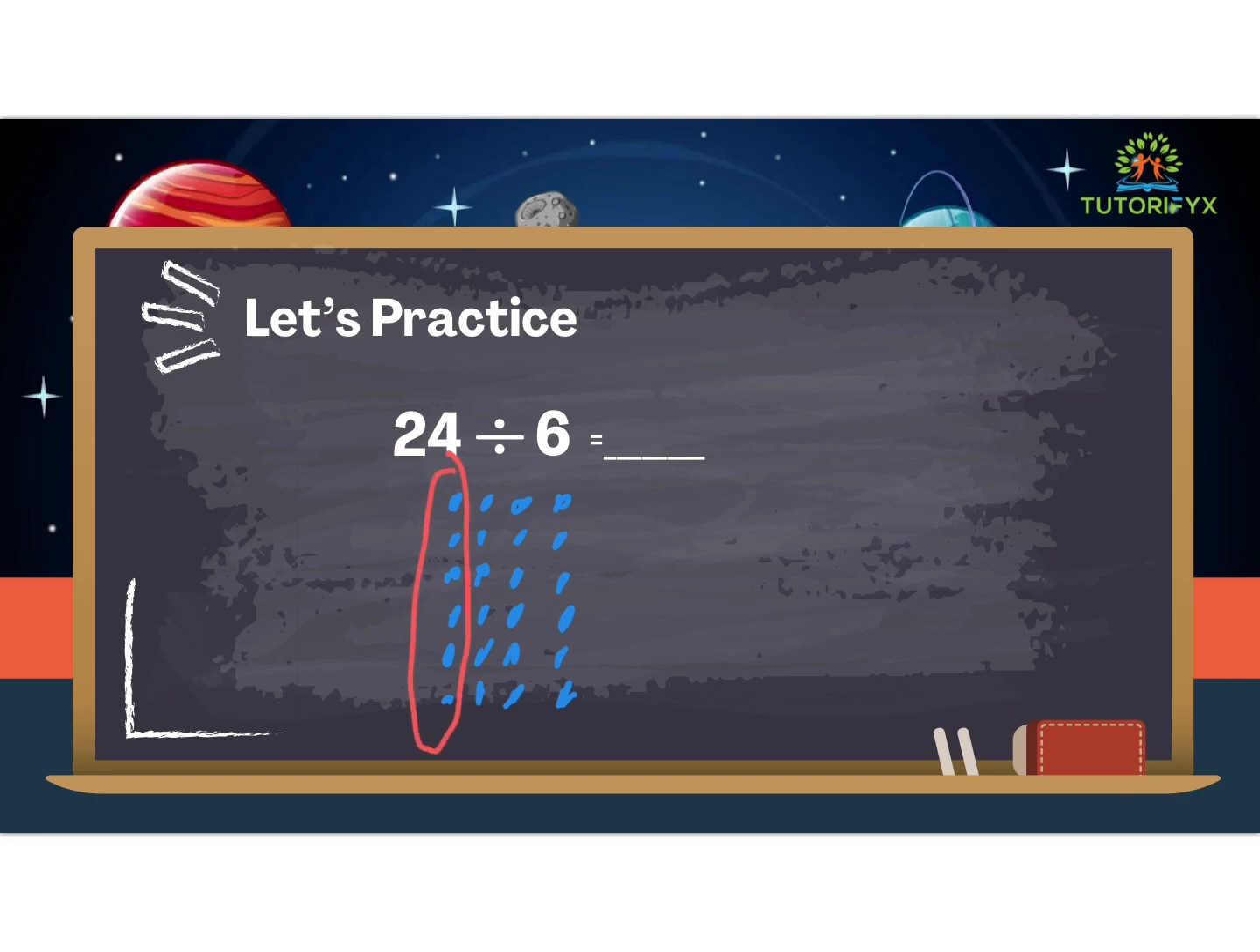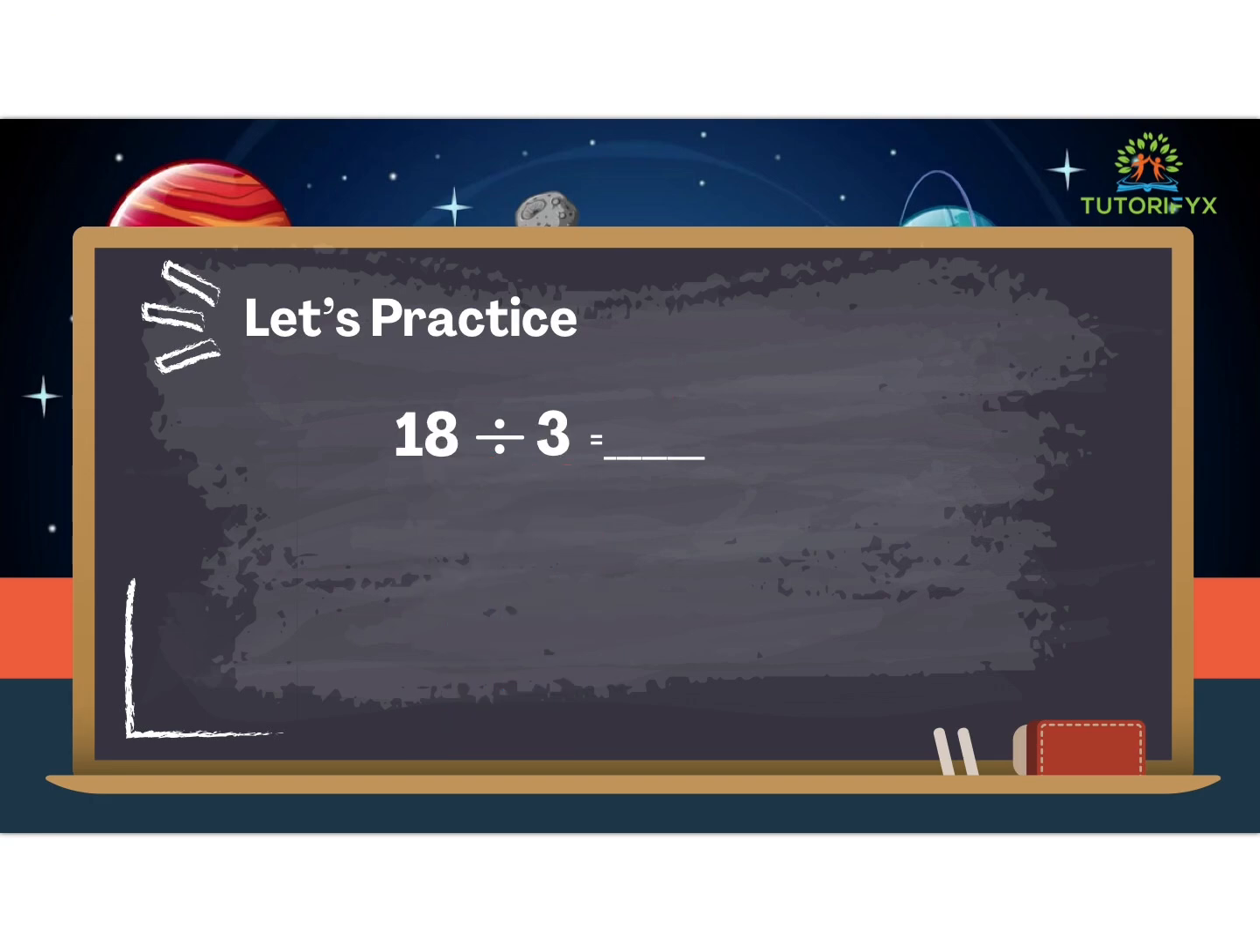So I have 1 column here, 2 columns, 3, and 4. So my answer is simply 4. That's how easy this is, my sweethearts. So yes, in an array, I could have counted my columns to get the answer, or I could have looked at each row to determine how many I placed into each row to get the answer as well. Either way, the answer is 4.